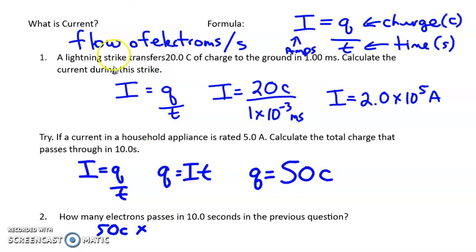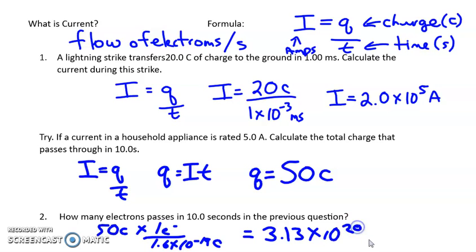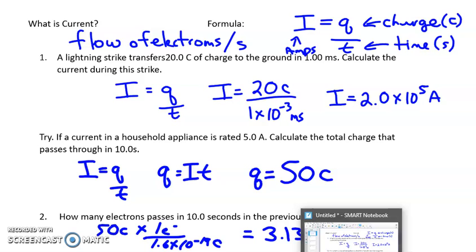1 electron as having 1.6 times 10 to the negative 19 coulombs of charge. And really that's 50 divided by 1.6 times 10 to the negative 19. But what you wind up with to 3 significant digits is 3.13 times 10 to the 20 electrons that are passing. So that, as you can see, is a whole lot of electrons.